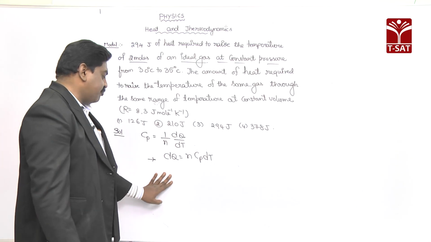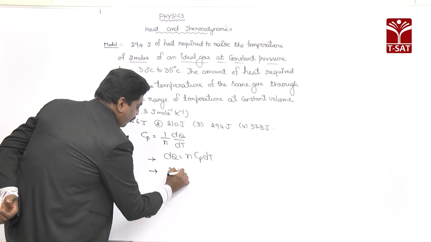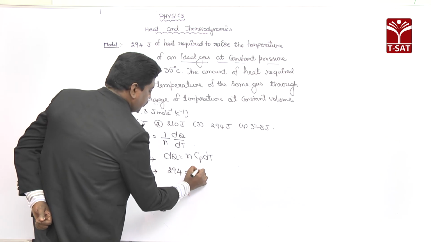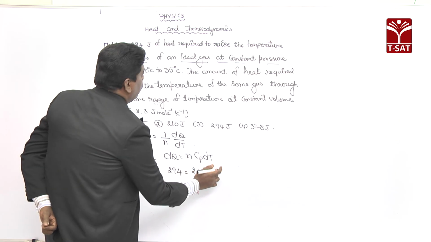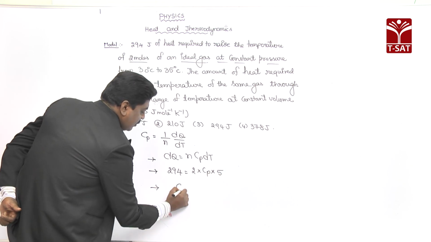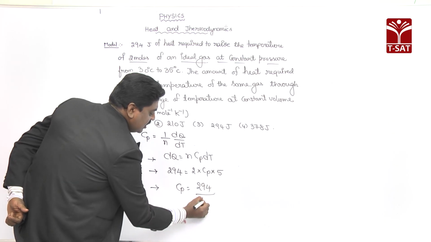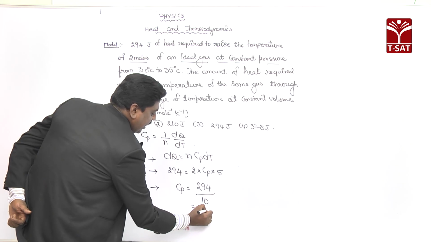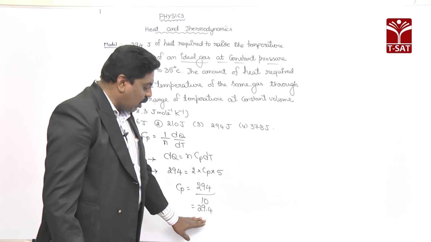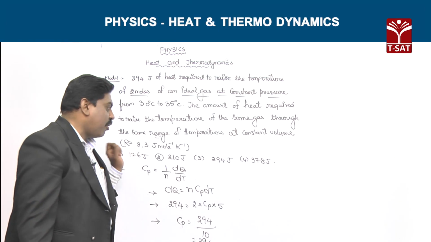In this, we substitute the dq value 294 and the number of moles n equals 2, into Cp, into the change in temperature, which is 5. So, we get Cp equals 294 by 2 into 5, which is 10 in the denominator. We get 29.4 actually. The value of Cp is obtained as 29.4 and the value of R is given as 8.3.